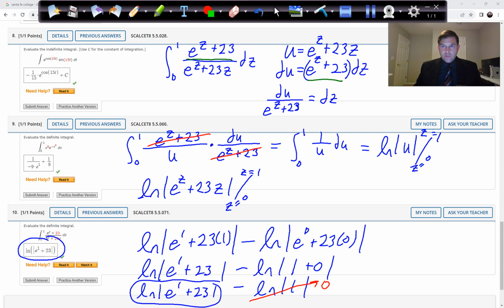you'll kind of know it. So if you pick wrong, you're going to hit a dead end, and then you just go back and you pick a different thing as u, and hopefully it'll work out where things cancel. And it should make your life easier, not harder. That's the whole point of this. So that would be section 5.5, substitution rule.